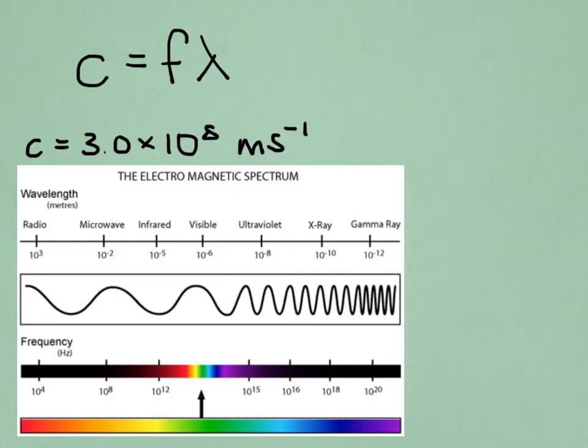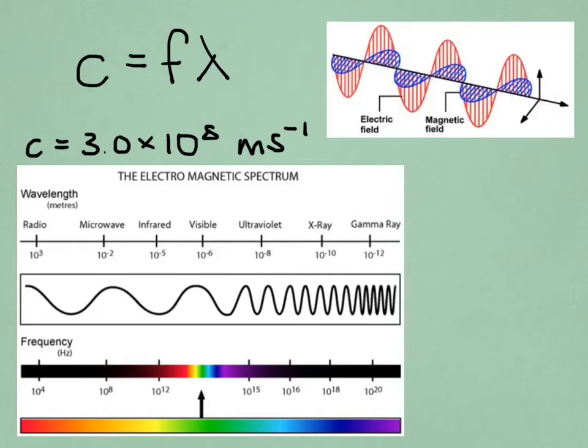The other thing to remember about electromagnetic waves is that they're transverse waves, so they wiggle up and down as they travel forward, travelling in this direction. But they also have two components. They have an electric component, which in this diagram is going up and down, and a magnetic component, which is horizontal, so they're always at 90 degrees to each other. So it's quite an unusual waveform, but worth recognising.